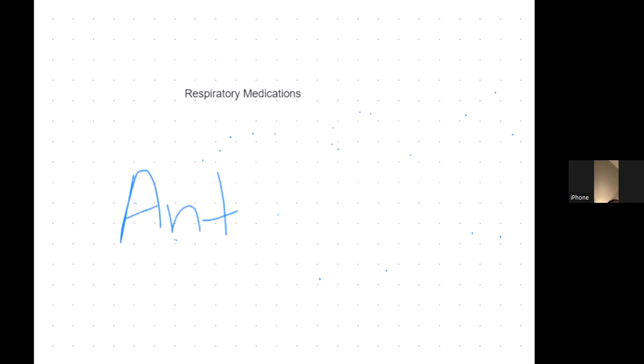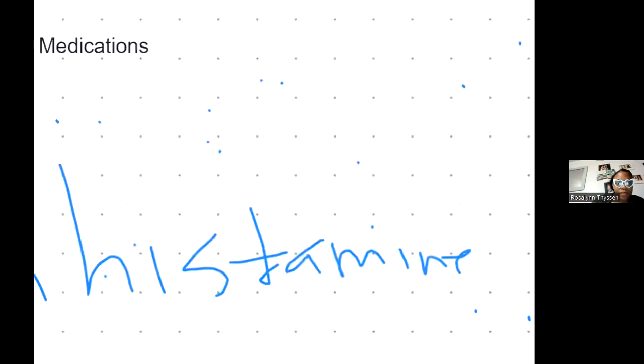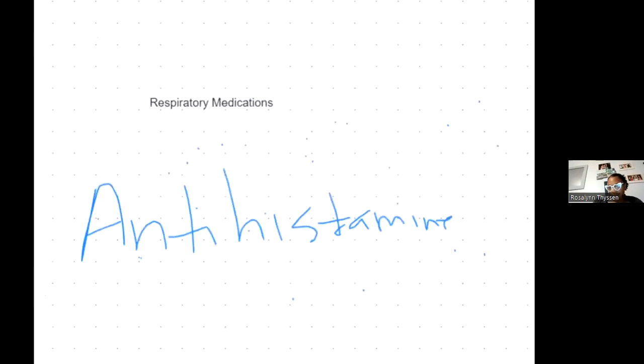Well, it helps to make you drowsy, help you sleep at night. Right, it can be used to help us sleep. What else can it be used for? Allergies. It blocks histamine.